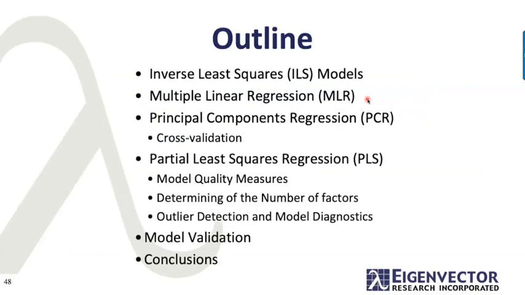So this is where I'll go with this morning. I'll talk just a little bit about inverse least squares models, which actually includes multiple linear regression, principal components regression. Once we hit PCR, we'll talk a bit about cross-validation, and then we'll introduce partial least squares, talk a bit about model quality measures, determining the number of factors, outlier detection, and model diagnostics. And then about that point, we'll actually get into the software and use our glucose data set, and then make some conclusions.